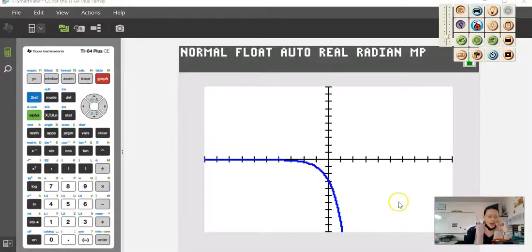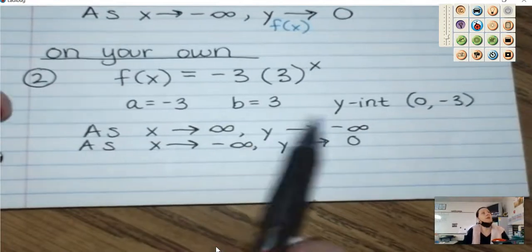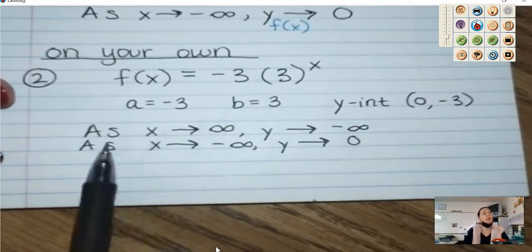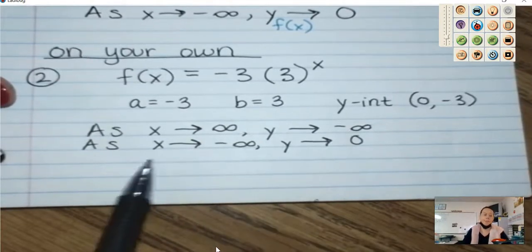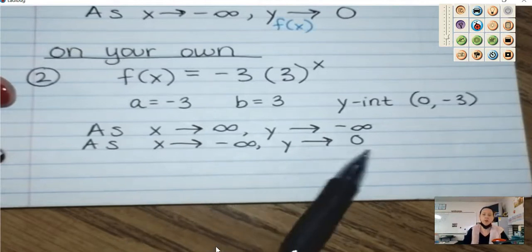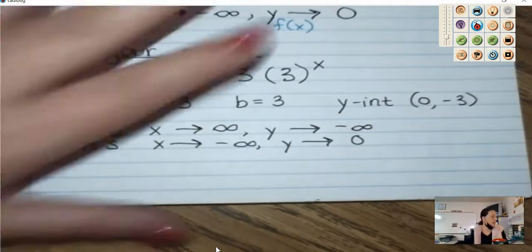Here is the graph. And then A was negative 3, B was positive 3, the y-intercept was 0, negative 3. As x approaches infinity, y approaches negative infinity. As x approaches negative infinity, y approaches 0. Questions so far? Hopefully end behavior is getting better. Are you girls done with your conversation, or should I wait? Okay, next example.